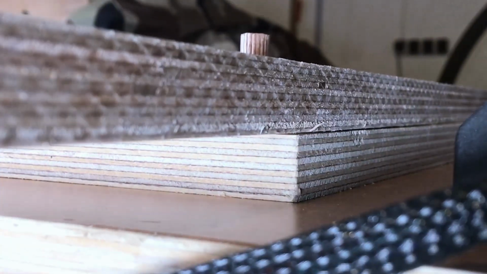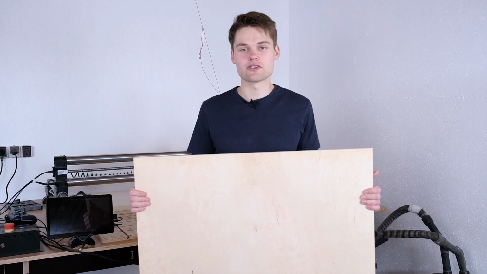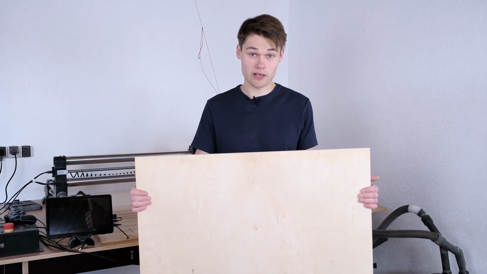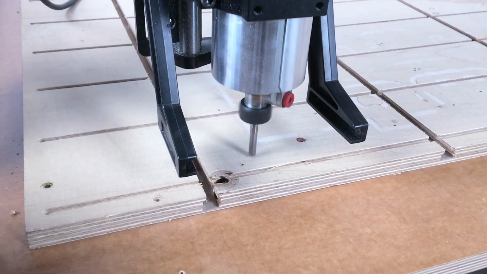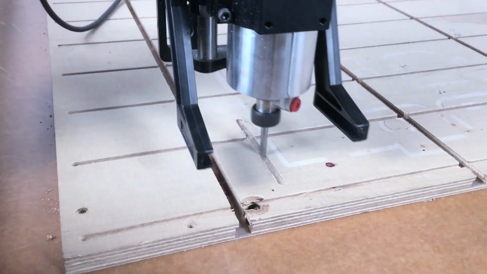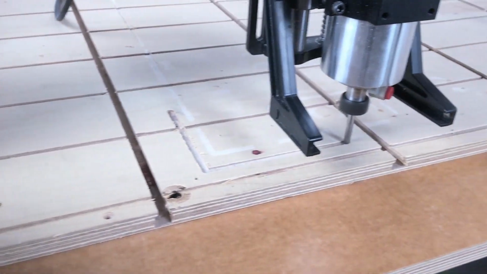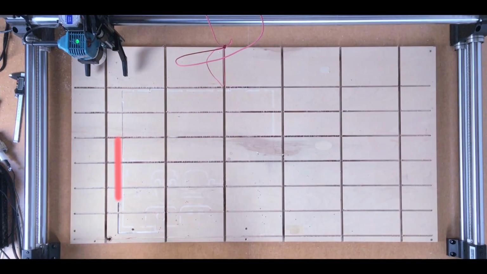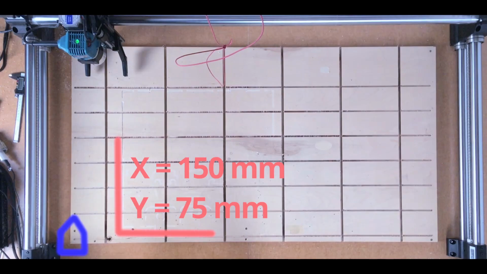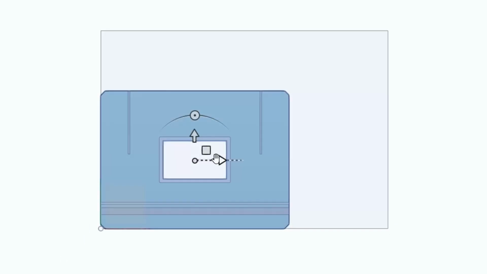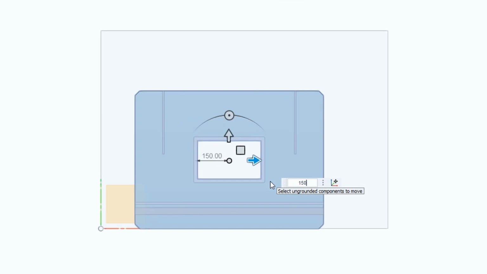But since I have a sheet of plywood that is barely big enough for this component, I will use a different approach. I cut a groove in my spoilboard, which I will use for aligning the component to the CNC table. The corner here is at coordinates X 150mm and Y 75mm from the home position. When preparing the G-code, I will use the same coordinates to position the tabletop.